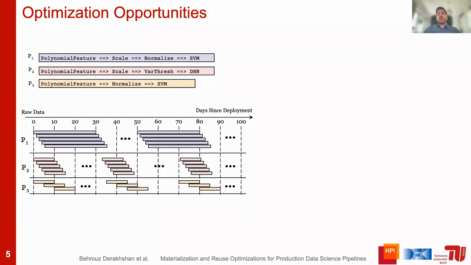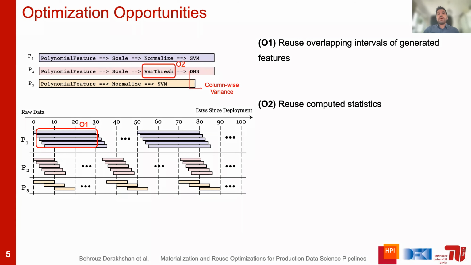Now, there are 4 optimization opportunities that we can exploit. First, we can reuse the generated features of overlapping intervals. For example, for P1, every execution has a 29-day overlap with the previous execution. So instead of executing it on the entire interval, we reuse the 29-day interval and only compute the features of the last day. Second, some of the components have internal statistics, such as scale and variance thresholding.